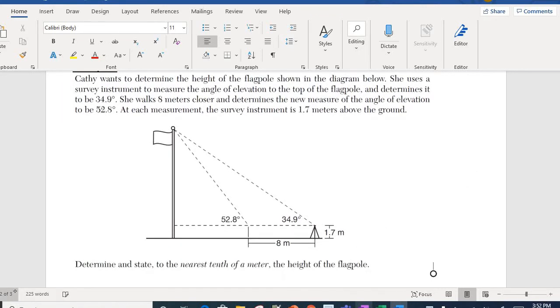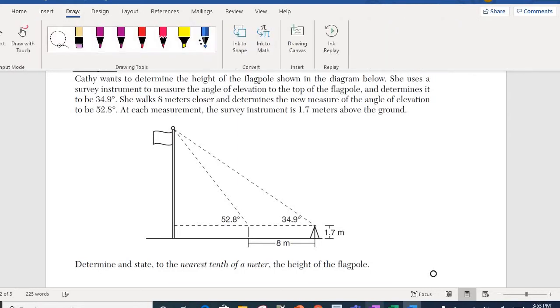this diagram. She uses a survey instrument to measure the angle of elevation to the top of the flagpole and measures it to be 34.9 degrees. She walks 8 meters closer and determines the new measure to be 52.8 degrees. At each measurement, the survey instrument is 1.7 meters above the ground. So the question says state to the nearest tenth of a meter the height of the flagpole.